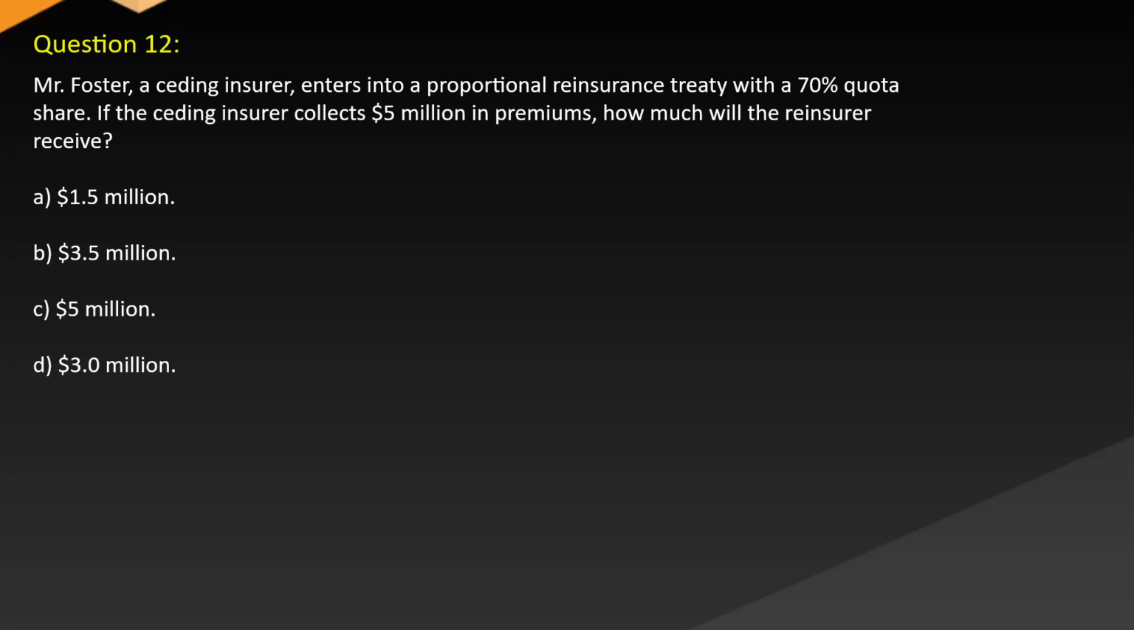Question 12. Mr. Foster, a ceding insurer, enters into a proportional reinsurance treaty with a 70% quota share. If the ceding insurer collects $5 million in premiums, how much will the reinsurer receive? A. $1.5 million. B. $3.5 million. C. $5 million. D. $3 million.